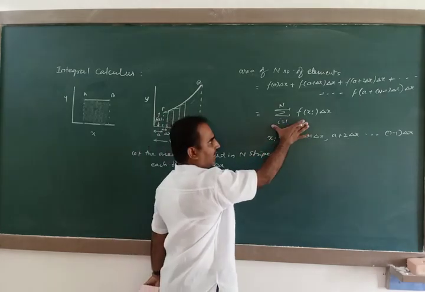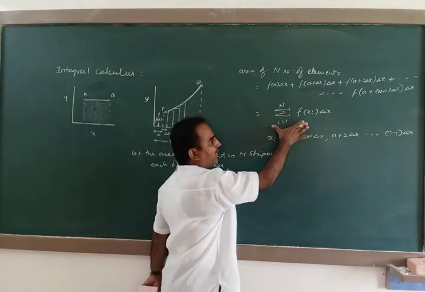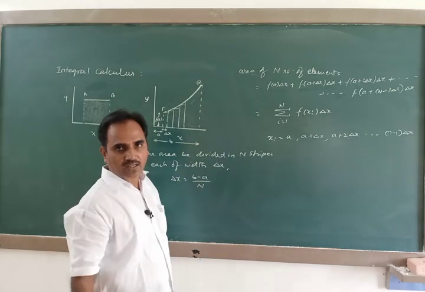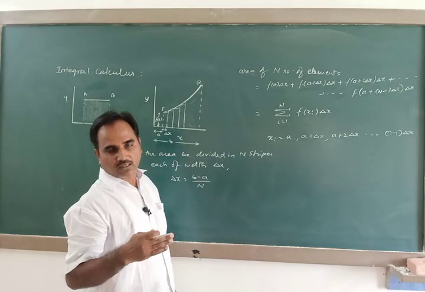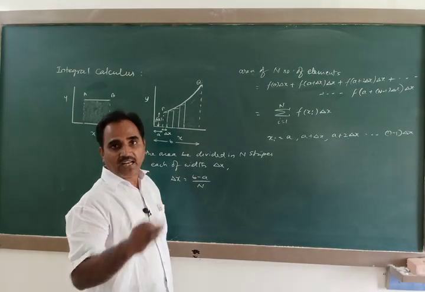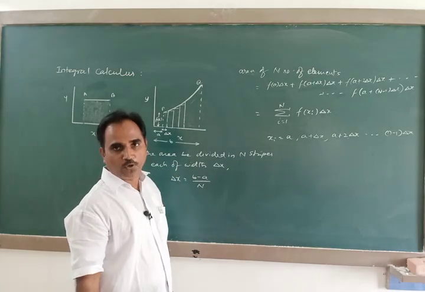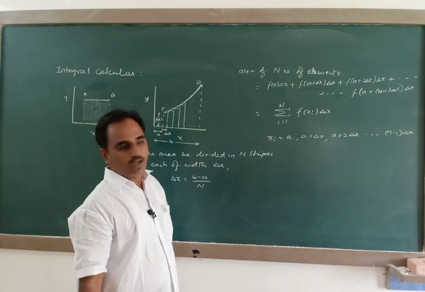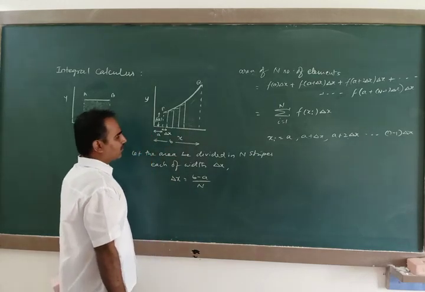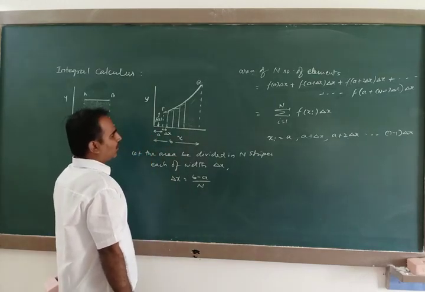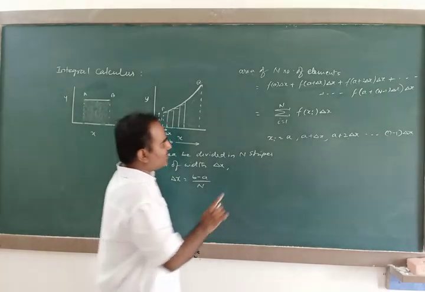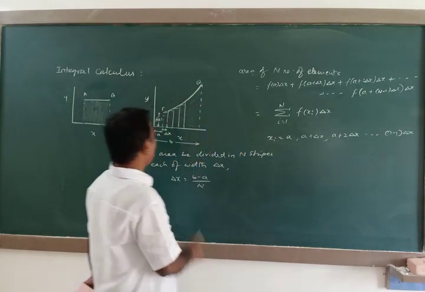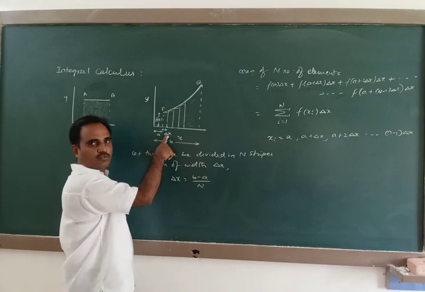So this area will be less than the actual area under the curve PQ. So in order to get the exact area under the curve PQ, what we do is we assume that there will be n number of strips, and we shall take this delta x to be very very small, delta x tends to 0.